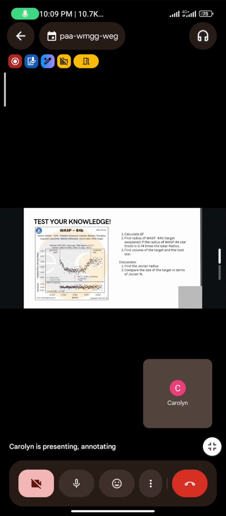Madam, discussion point, what do we have to write? So for the discussion point, you should answer these two questions. First, you need to find the Jovian radius from Google. Jovian radius is nothing but the radius of the planet Jupiter. That is called the Jovian radius. And after getting the Jovian radius, you have to compare it with the radius of the exoplanet that you just found out and compare both the sizes in terms of percentage. Okay, madam. In terms of percentage is simply into 100. Okay, madam.